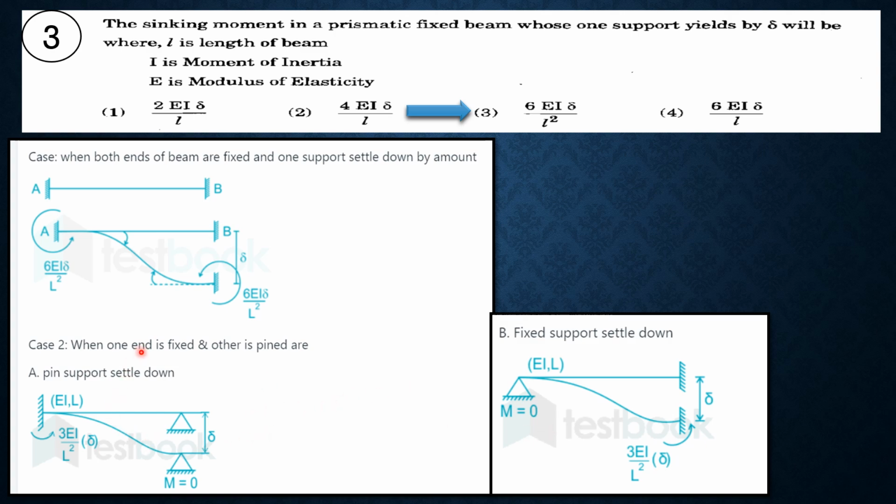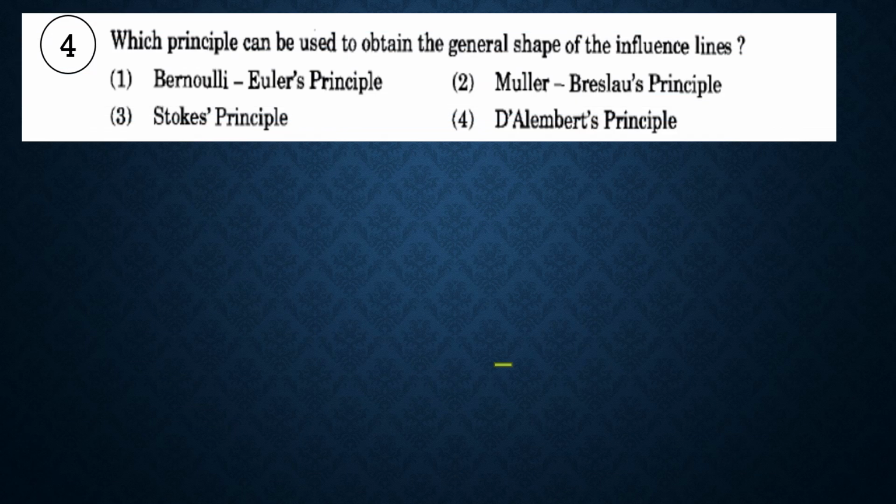In the remaining second condition, one end is fixed and the other one is a pin, and there are both cases: if the pin settles down and if the fixed support settles down. Then question 4: which principle can be used to obtain the general shape of the influence line? The principle is Muller-Breslau's principle.